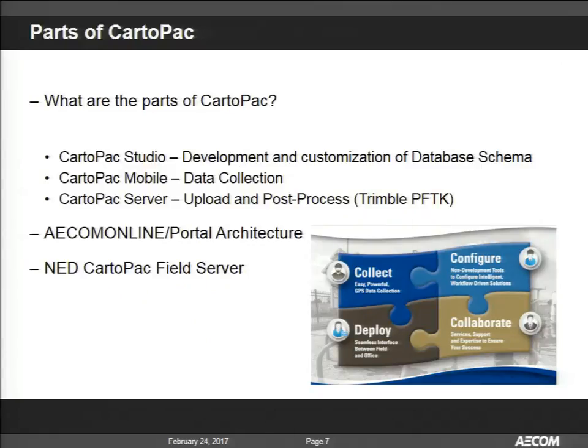So going back to CartoPac, what is CartoPac? CartoPac is comprised of 3 basic components here. CartoPac Studio, where you optimize and build the solution. CartoPac Mobile, where you'd actually deploy the solution, use it for the interface, much like ArcPad. And then CartoPac Server, where you upload and download and post-process the data. It can also support Trimble PFTK if you're so inclined, or if you're using Trimble devices. I will say this, CartoPac works very well with Trimble devices, and well with other non-Trimble devices, even though they technically aren't supported. It works within the AECOM Online architecture, which is just ArcGIS Online with the AECOM spin, and the portal architecture as well.